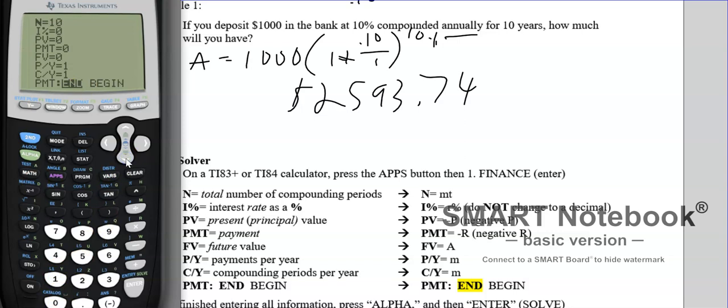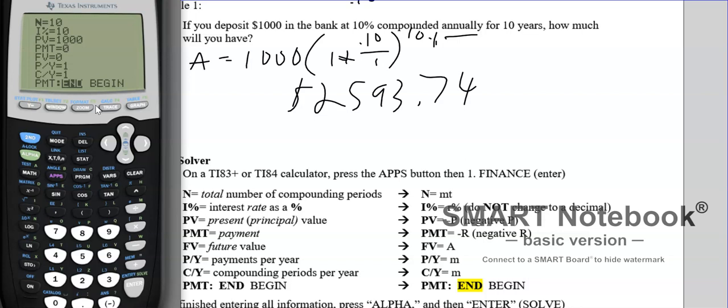Our interest rate. Now, careful here. I just made a big deal in the first two sections about, hey, always change it to a decimal. Notice this says I%. So you're not going to put in 0.10. You're going to actually put in 10 because we're talking about 10%. Present value, well, that's the amount of money that we're putting in right now, $1,000. Payment. Now, we're not going to do anything here. We're going to put 0.